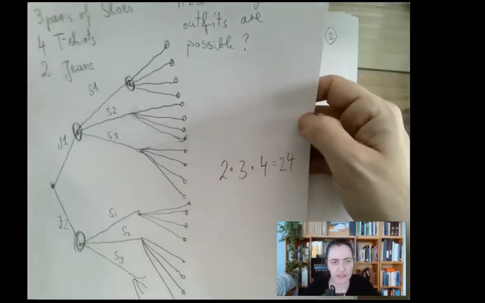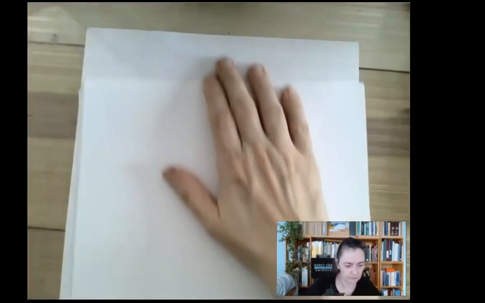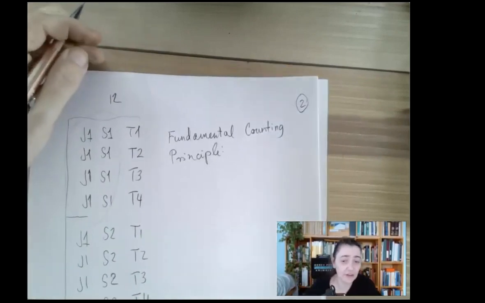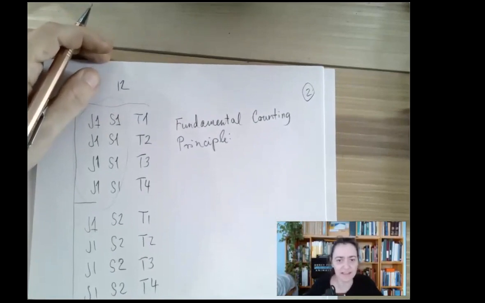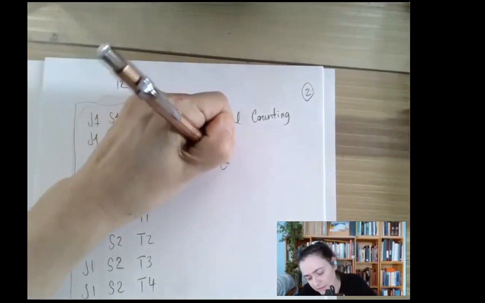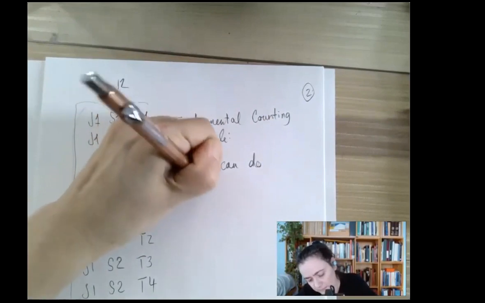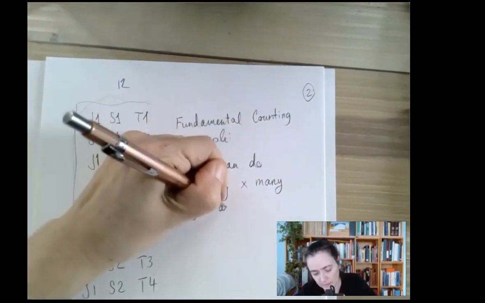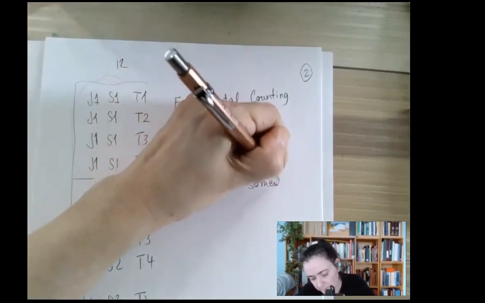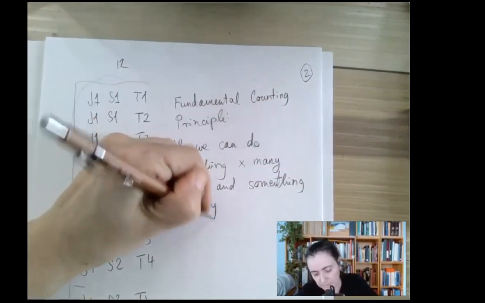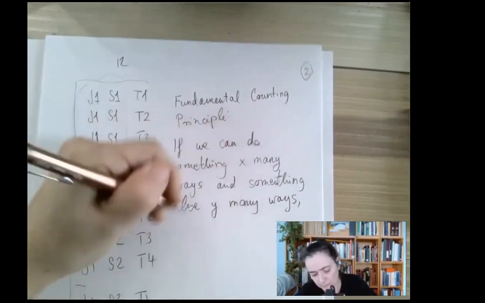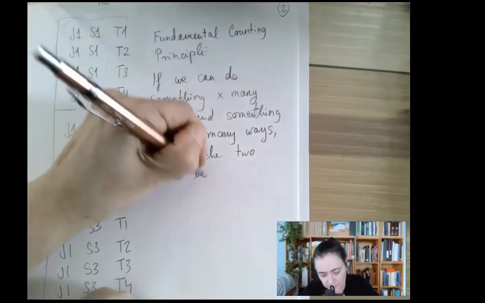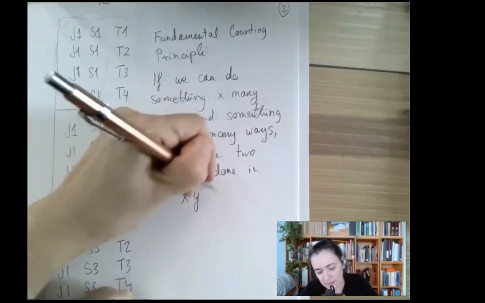Maybe it's a little bit more intuitive with trees, but the fundamental counting principle: if we can do one thing in X many ways and another thing completely independently in Y many ways, then those 2 things can be done in X times Y many ways.